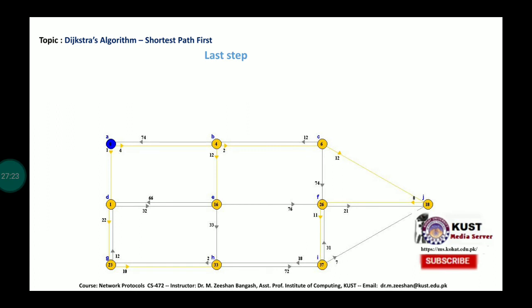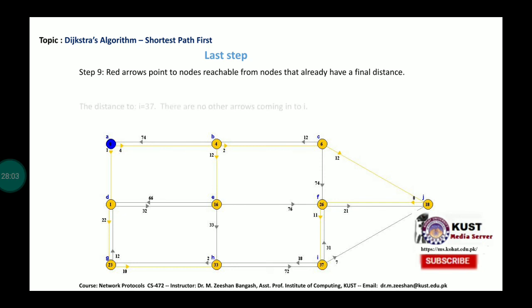Now this is the last step, and you can look into the diagram that before executing this last step, there are no red arrows shown on the end, and this is basically the last step, because you will see that there is only one distance toward I. The red arrows point to the nodes reachable from nodes that already have the final destination. So you can see that there is no such node, and we are already at node I, so the distance to I is already 37. And there are no other arrows coming into I.